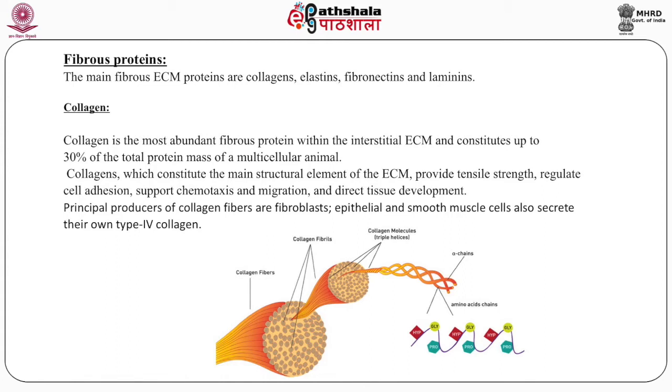Collagens, which constitute the main structural element of the ECM, provide tensile strength, regulate cell adhesion, support chemotaxis and migration and direct tissue development. Principal producers of collagen fibers are fibroblasts. Epithelial and smooth muscle cells also secrete their own type 4 collagen.